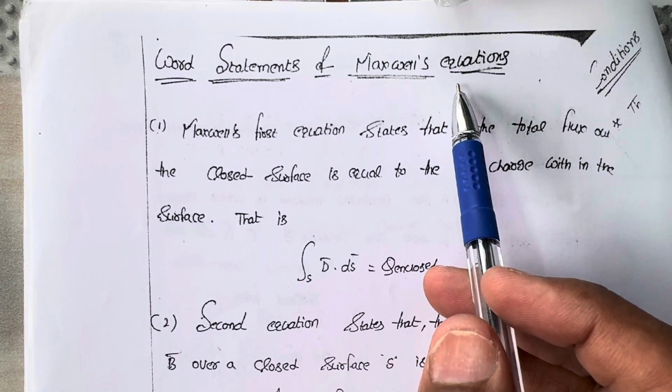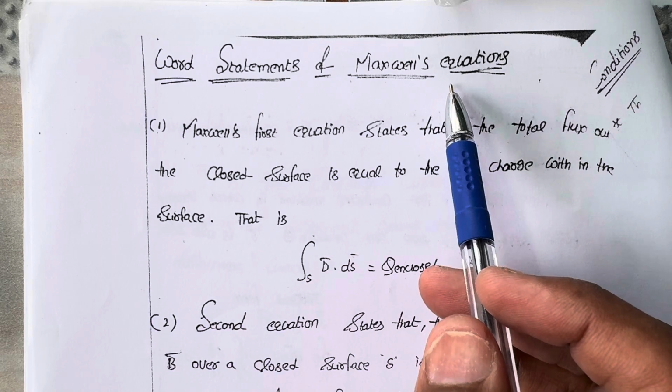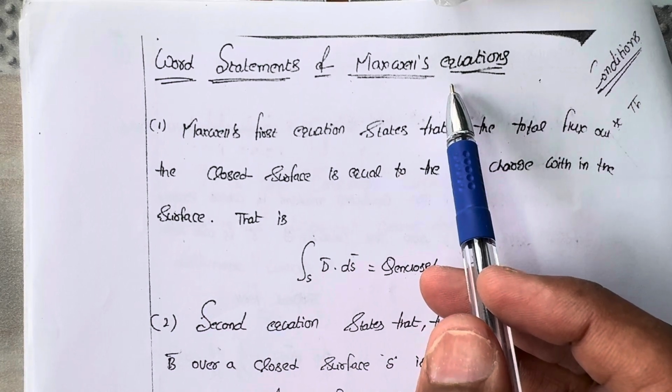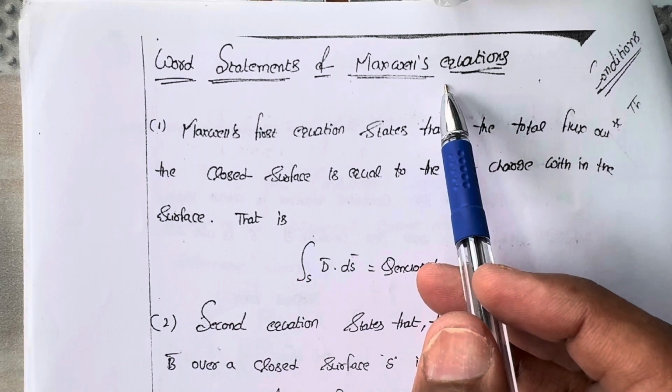from different laws. Those four Maxwell equations are del dot D bar equal to rho v, del cross E bar equal to minus dou B bar by dou t, del dot B bar equal to 0, and del cross H bar equal to J bar plus dou D bar by dou t. Those are the four Maxwell equations we have obtained from our previous discussions. Now we are representing those Maxwell equations in word statement form.